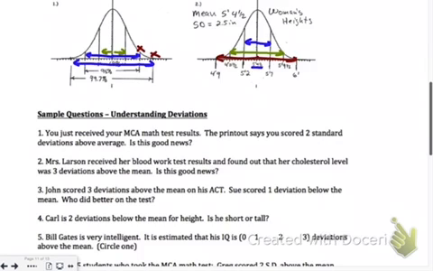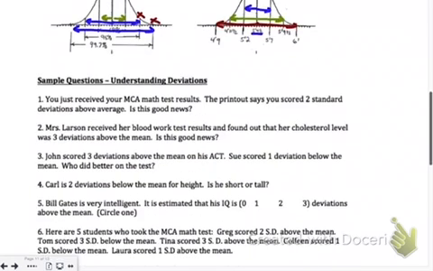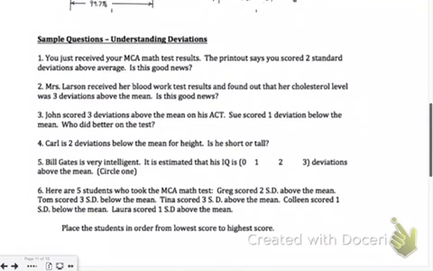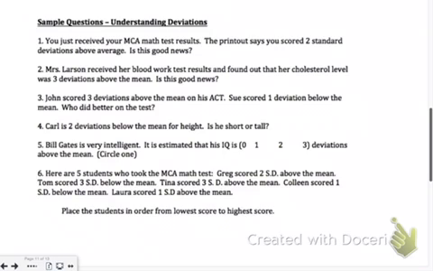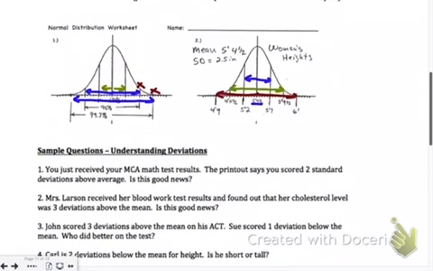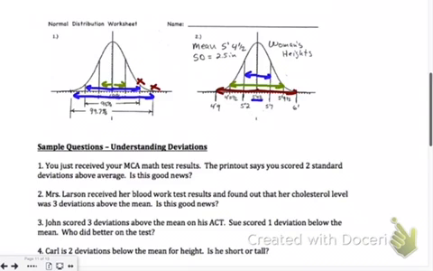Next says John scored 3 deviations above the mean on his ACT. Sue scored 1 deviation below the mean. Who did better? Well, John did better because he scored above the mean and Sue scored below the mean. Carl is 2 deviations below the mean for height. Is he short or tall? If he's 2 deviations below for height, that means that there are 95% of the people that are taller than him. So that would mean that he was pretty short.